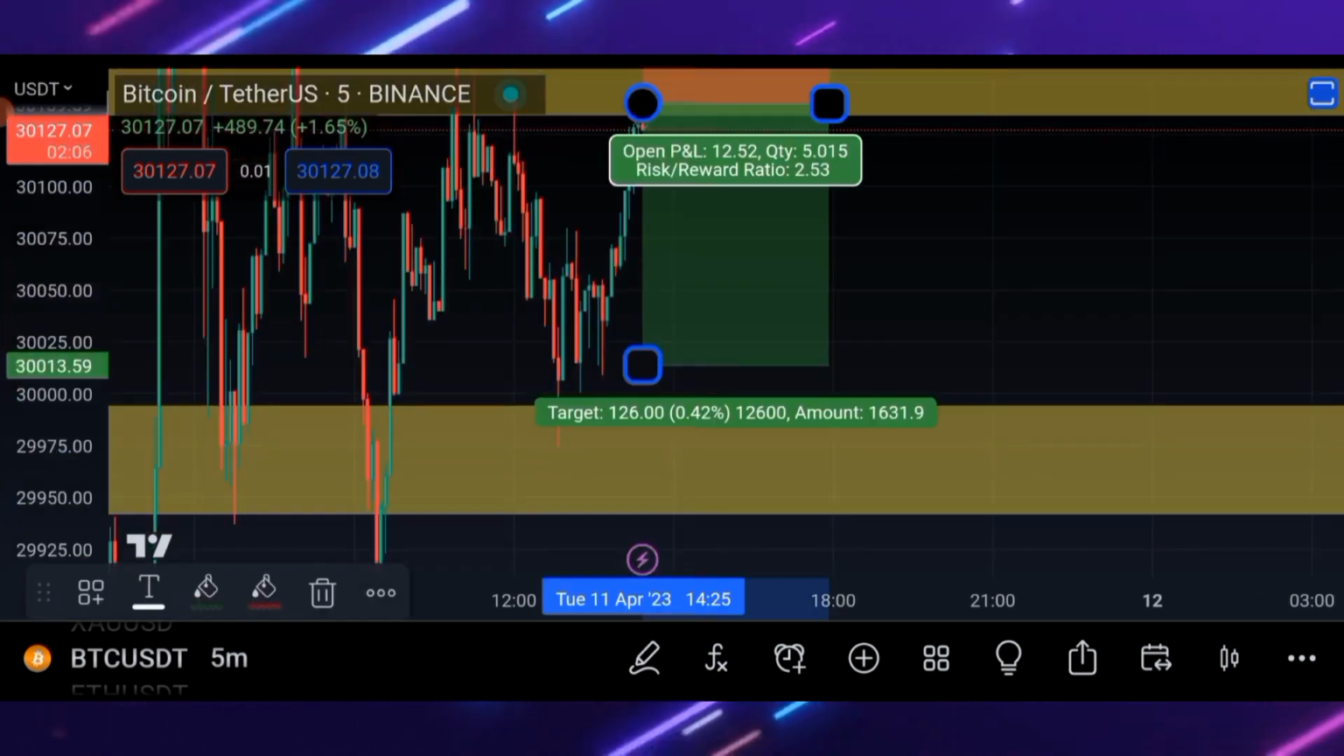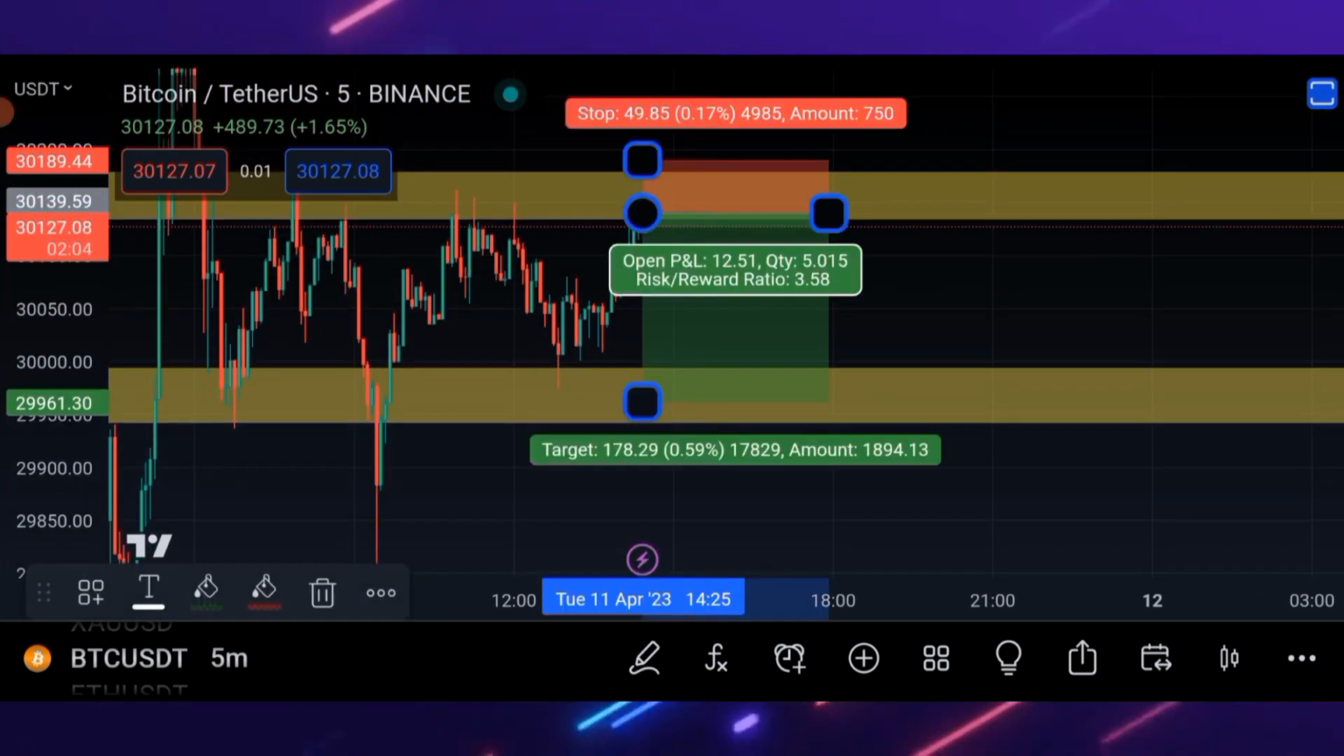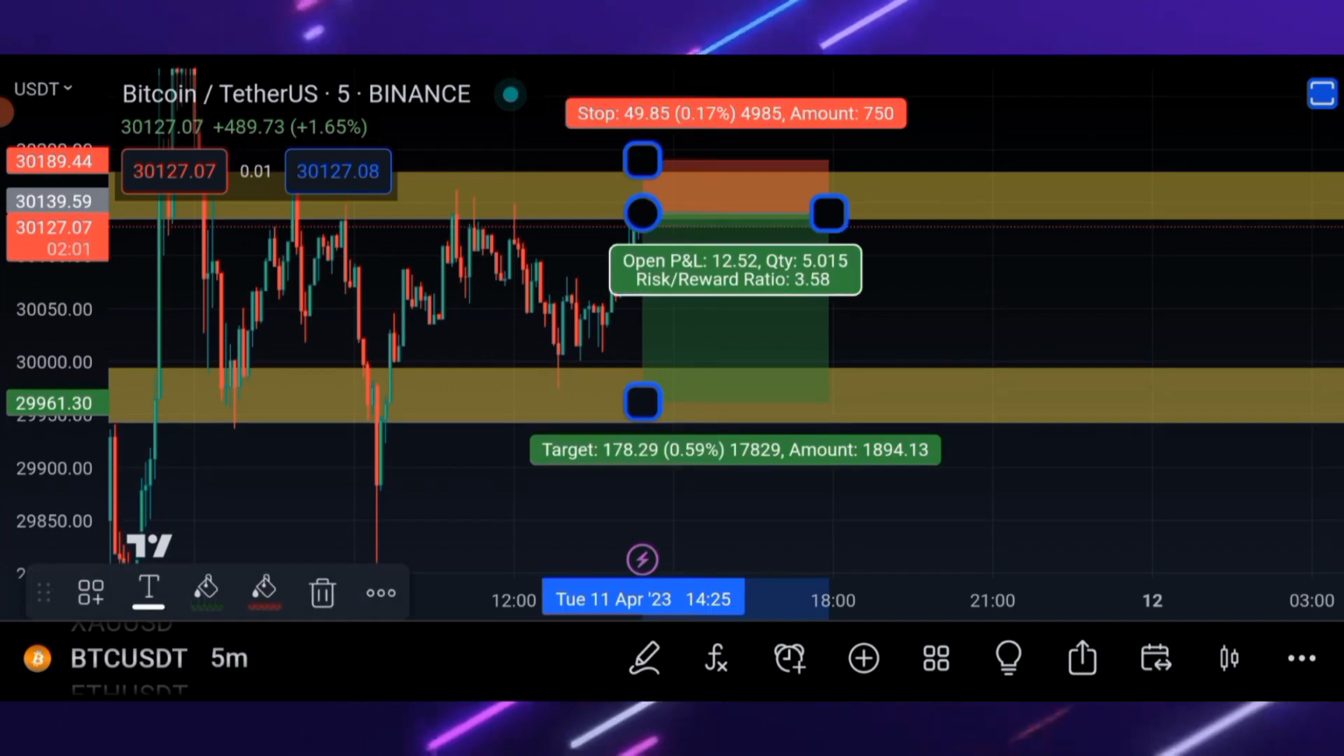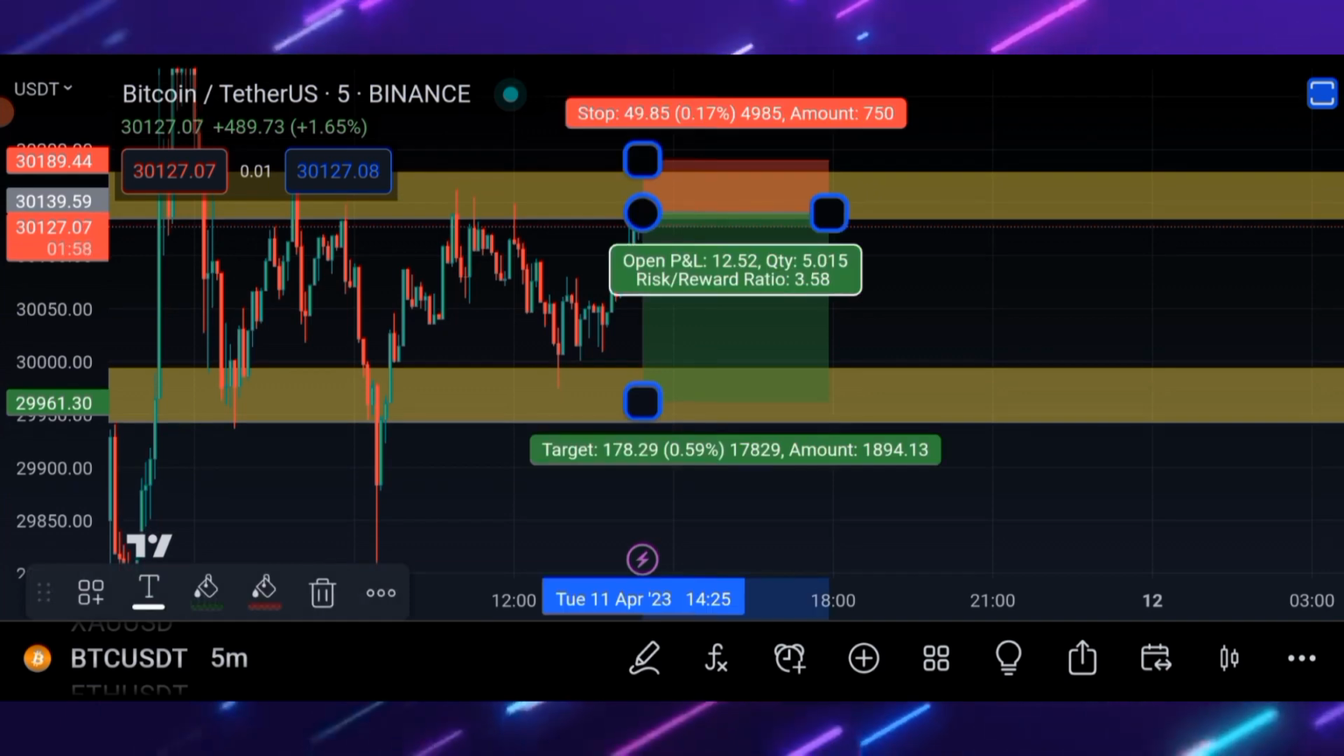And whenever you see this pattern, you enter a long or buy position. Now let's test the strategy on the cryptocurrency market.